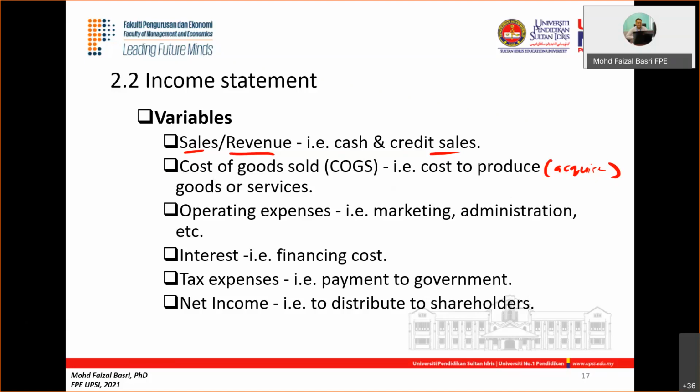So for example, apa example lah bagi ya? Oh, I tak on camera tu eh. Okay, let's see.